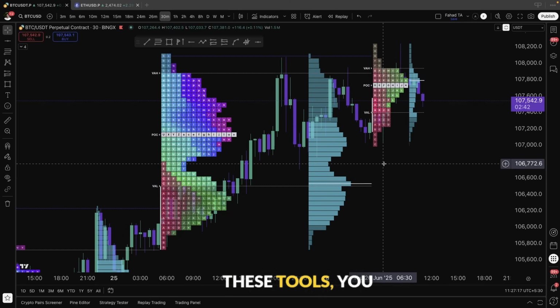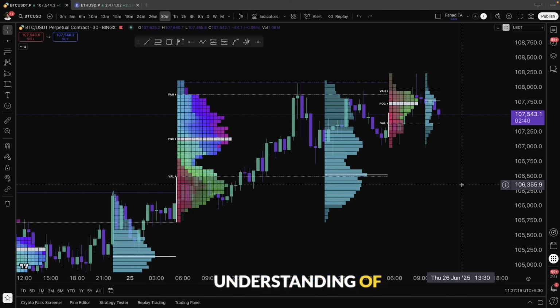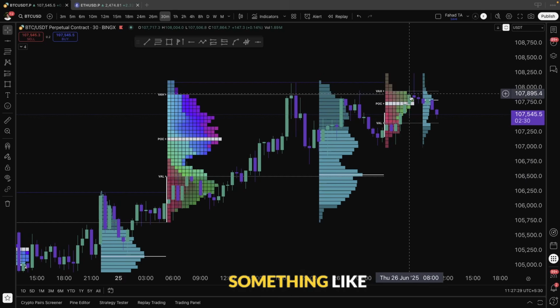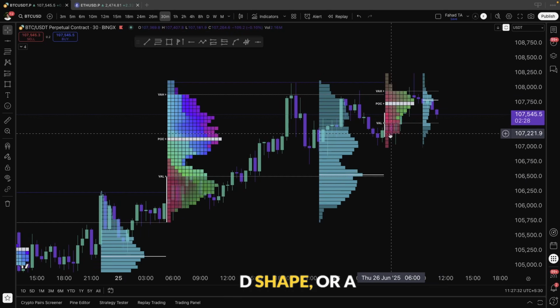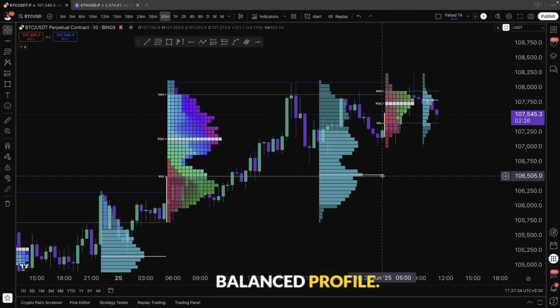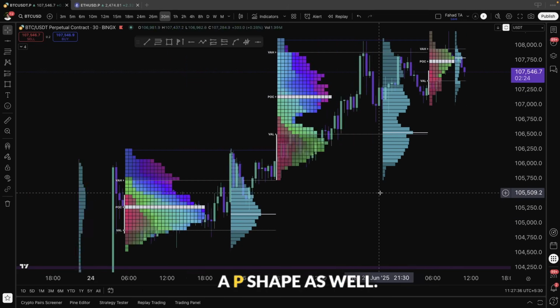When you keep on using these tools, you will have a better understanding of them and of the kinds of shapes that the market makes. Mostly there are, I would say, 4 types of profile shapes. So first is something like this, which is called a D shape or a balanced profile. Then there is something called a P shape as well.